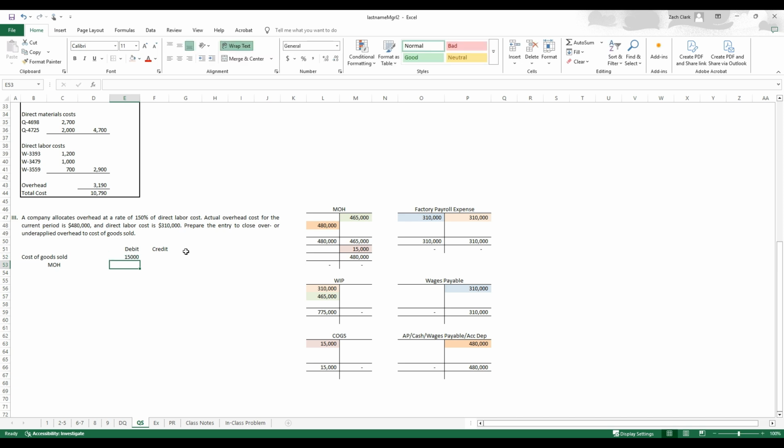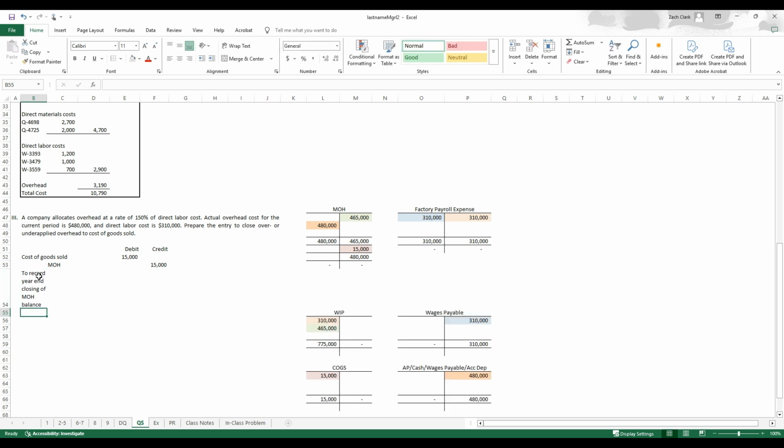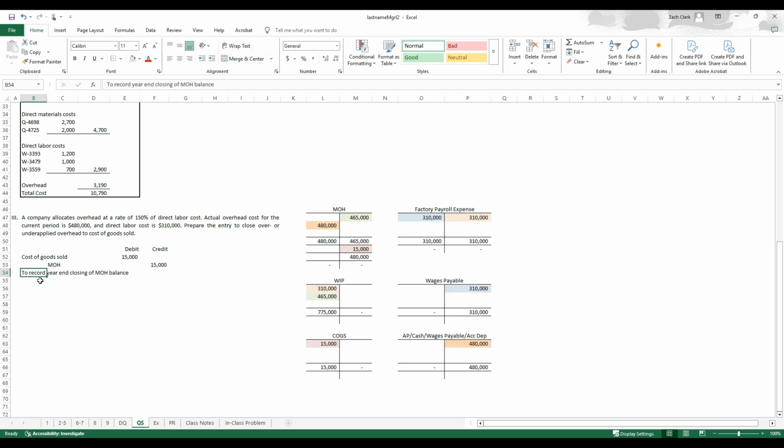For 15,000 each. And let's say for our explanation to record year end closing of MOH balance. It's doing a funky thing because it has wrapping text on, so it's trying to wrap it all into one spot. Let's take that off, and then it allows it to just flow over into the next cells.